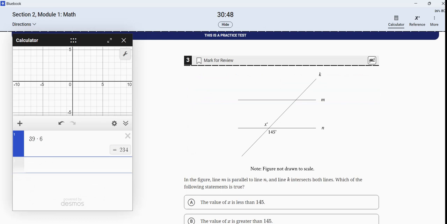So keep in mind this is the easy module. The questions will gradually get harder and harder. This is practice test 5, by the way, on the College Board Bluebook app.